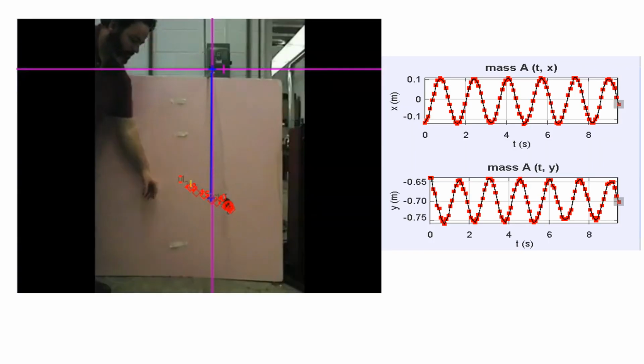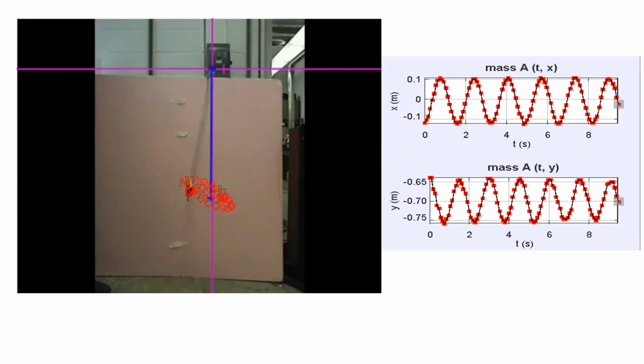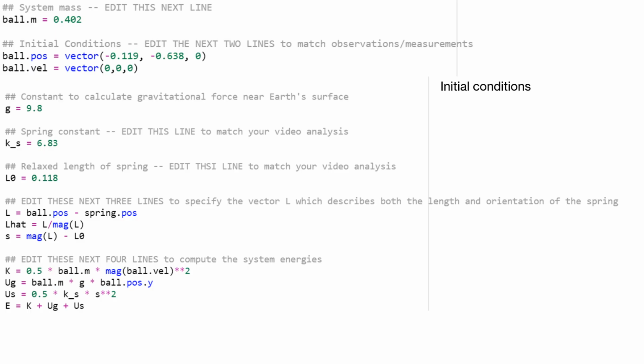Here's a video of a spring mass system oscillating, and then using Tracker I found these graphs. Using GlowScript we made a computational model, and then we had initial conditions, which the ball's mass was 0.402, and the position of the ball was at this position, and the velocity was 0. Gravity, of course, is 9.8. Then the spring constant, relaxed length.